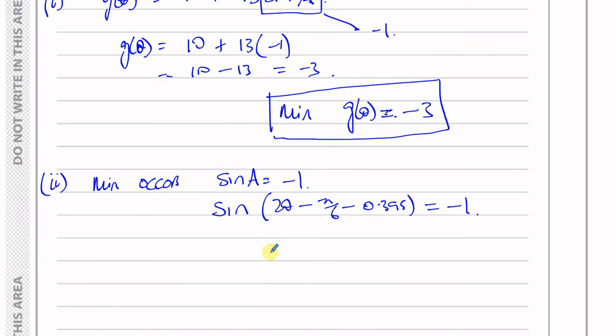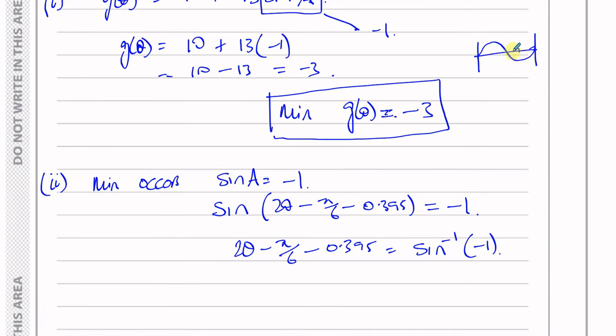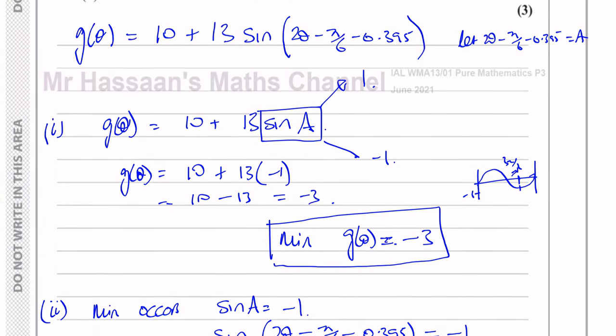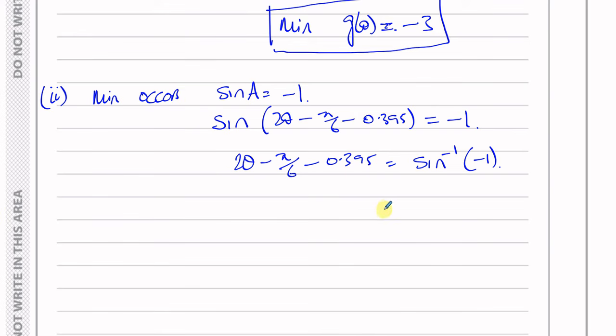So let's solve this equation. We have 2 theta minus pi over 6 minus 0.395 equal to the inverse sine of negative 1. Now the inverse sine of negative 1 is 3 pi over 2, because the sine curve goes like this, and like this. It equals negative 1 the first time at the angle 3 pi over 2, 270 degrees. So that's the first time in the positive direction that it equals minus 1, and it says the smallest positive value of theta. So all of this, 2 theta minus pi over 6 minus 0.395, is equal to 3 pi over 2.